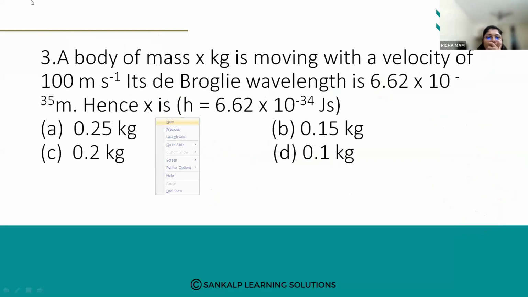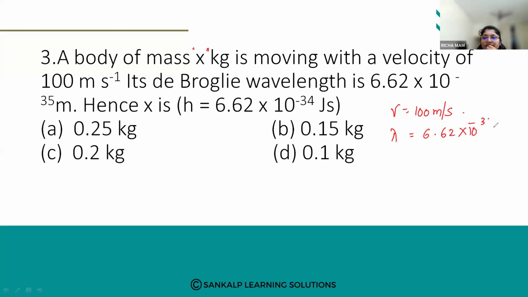Let us go for the next one. A body of mass x kg is moving with a velocity of 100 meter per second. Velocity is given, what is the velocity, students? Velocity is given as 100 meter per second. Its de Broglie wavelength is 6.62 into 10 raised to minus 35 meter. We have to find the mass. Mass is given as x kg.